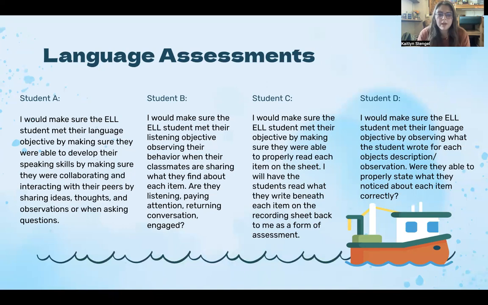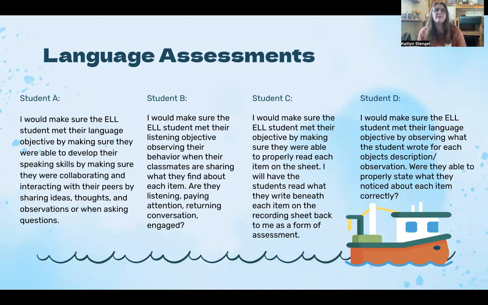For student B, I would make sure that the ELL student met their objective for listening, simply based on their behavior when their classmates are sharing what they find about each item. Are they listening to their peers? Are they listening to what they have to say? Are they being good team members? Are they returning the conversation?